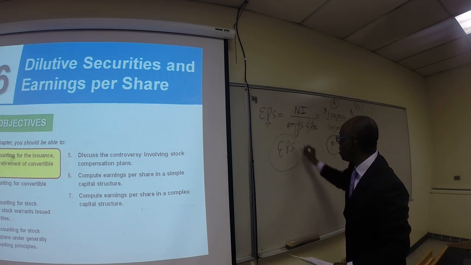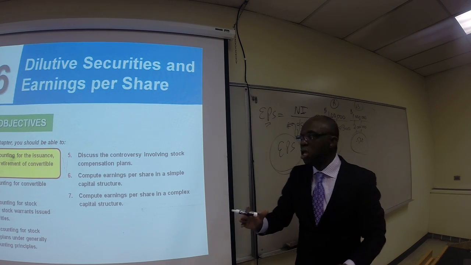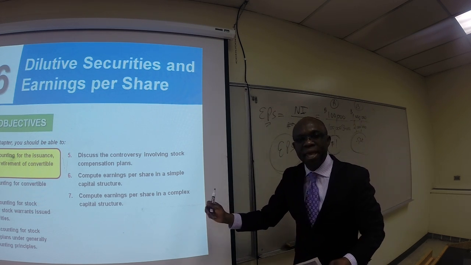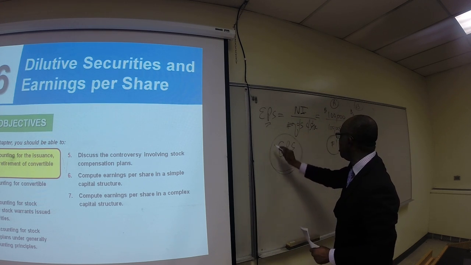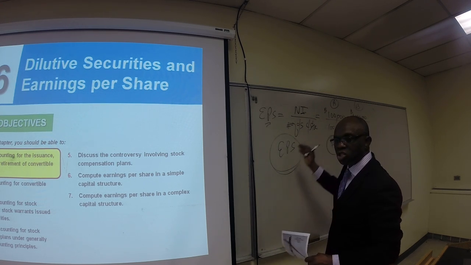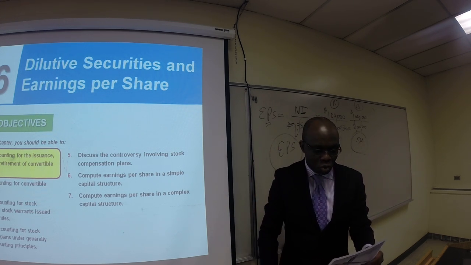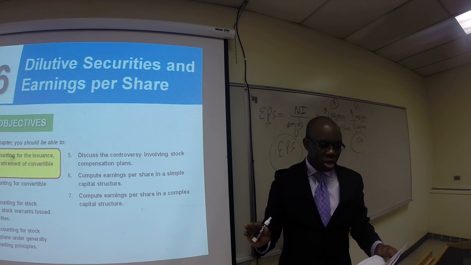Now, so bottom line is, why is the EPS important? Because it is a common denominator. When we compare the net income of company A and company B, we are comparing apples to oranges. But when we compare the EPS of company A versus company B, now we are actually comparing apples to apples. So that is basically what EPS is all about.